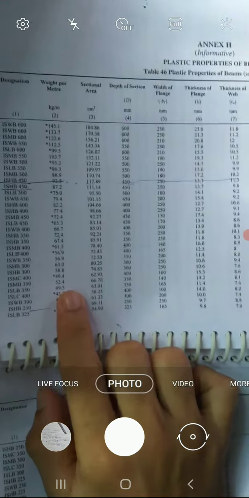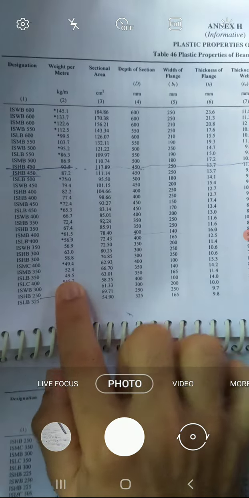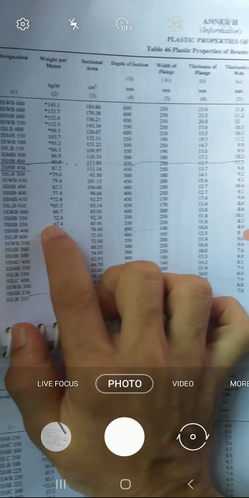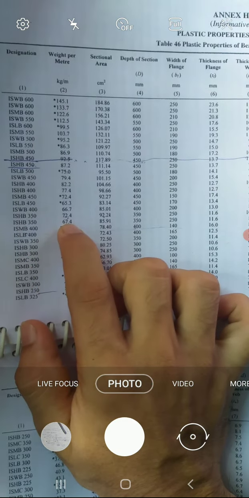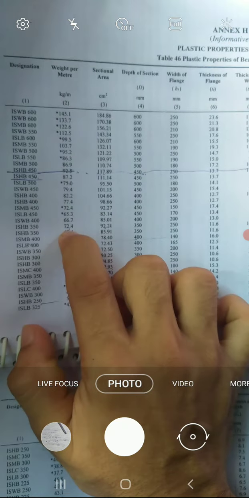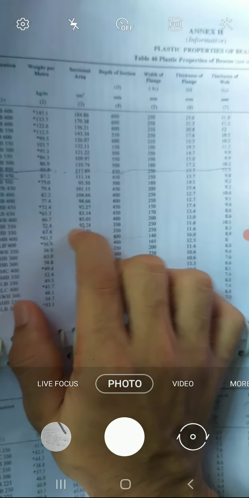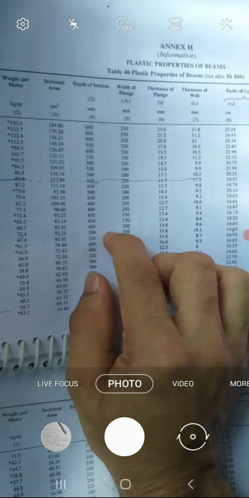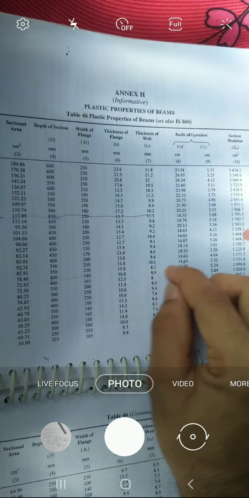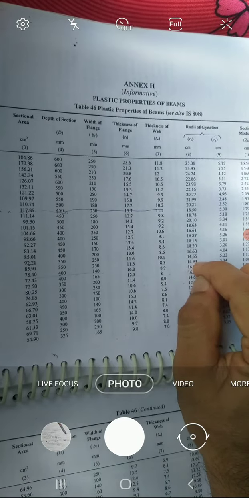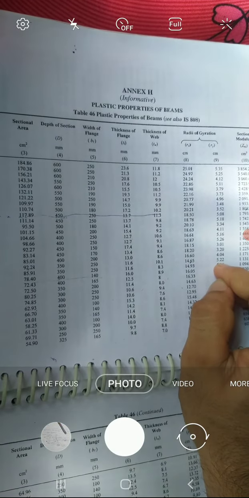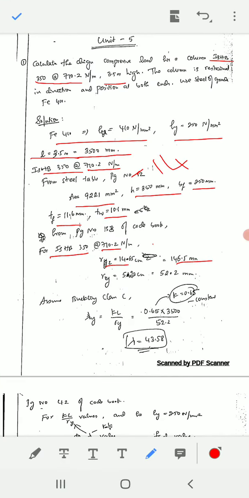This is page number 138 where ISHB 350 is here. ISHB 350, both are there. One is at 67.4, one is 72.4. The one given in the question is 72.4, where you have to go with the RY and RZ values here, right? 14.65 is the RZ value and 5.22 centimeter is the RY value. We need in mm, so we have to multiply by 10. That is what I did: 146.5 and 52.2.